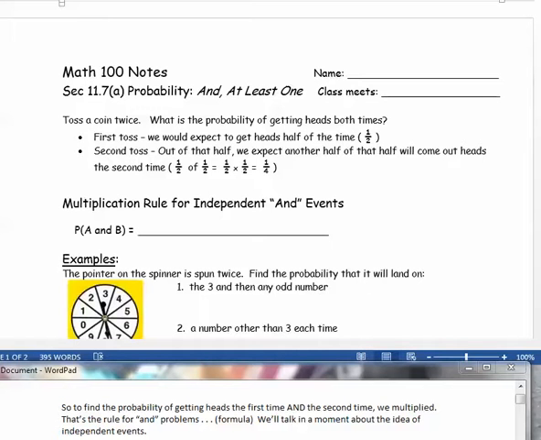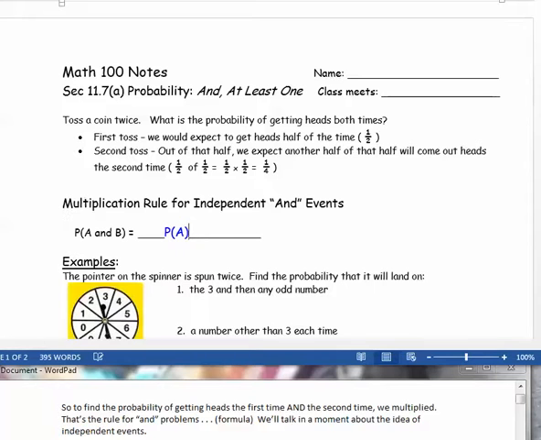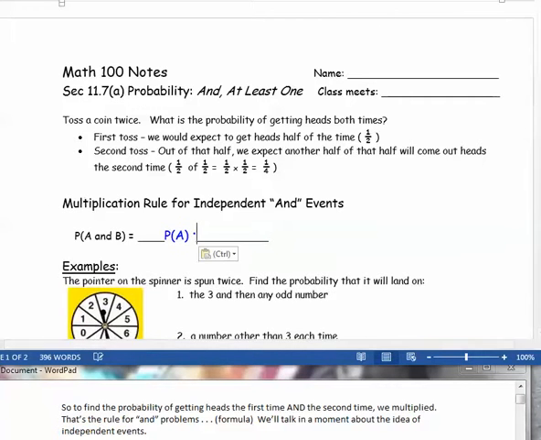So to find the probability of getting heads the first time and the second time, we multiplied. That's the rule for and problems. The probability of two events A and B both occurring would be found by multiplying the probability of A times the probability of B. We'll talk in a moment about the idea of independent events.